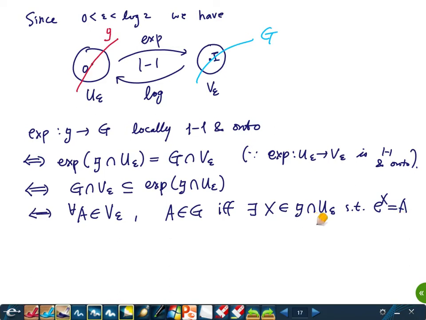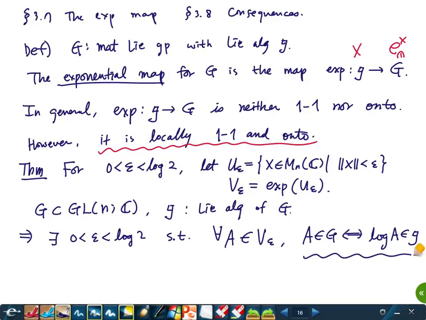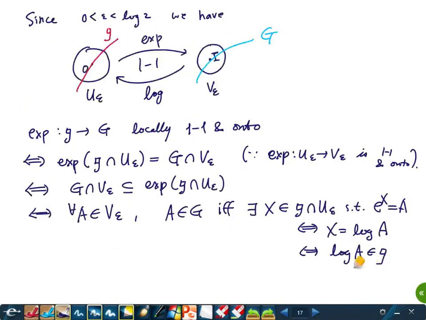But because now the range is in the V, it's like x equals log of a, so this means log A is in G. And if you go back, that's what this theorem is saying: A is in capital G if and only if log A is in Gothic G. So that's the same thing as saying that exponential is locally one-to-one and onto.